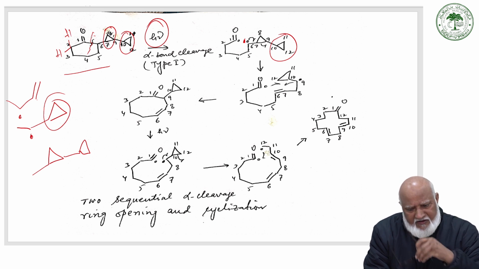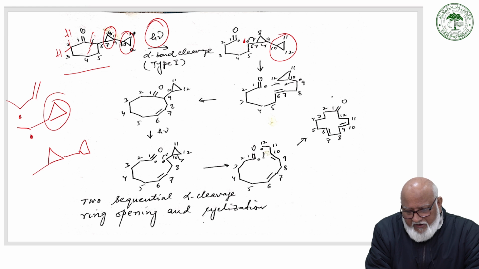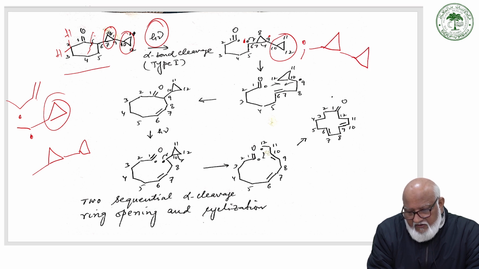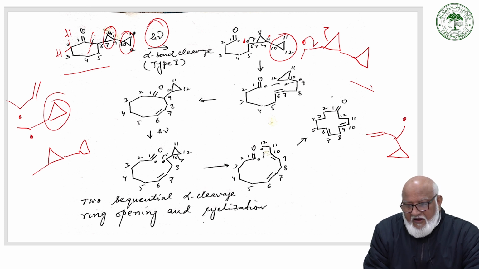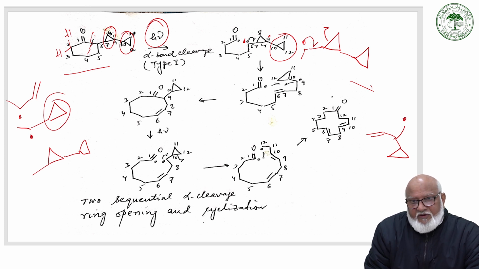selective, because it will open up in such a way that the radical is adjacent to the cyclopropane ring. If we say, for example, this is the cyclopropane ring, this is the radical. If we cleave this, then we end up with the double bond, and then this is a cyclopropane ring, and after opening of this double bond, this radical is going to be on this side.